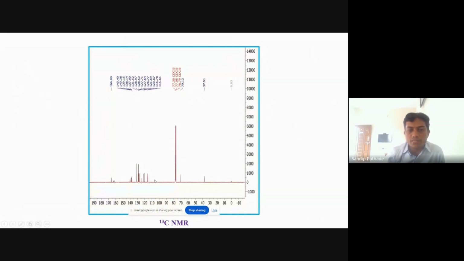This NMR spectrum also matches well with the structure of the compound. The deshielded zone of this C13 NMR spectrum shows carbon values between 110 and 170 delta value, due to the presence of aromatic carbons, while the peaks at 37 and 70 delta value are due to the presence of sp3 hybridized carbon.